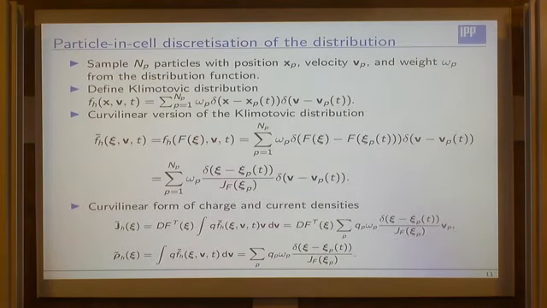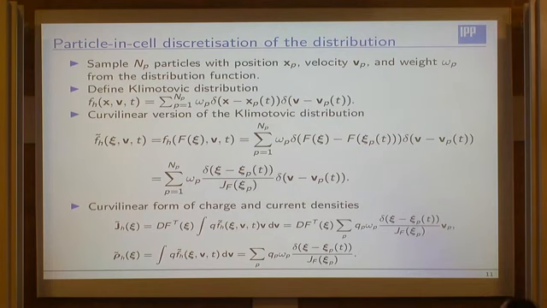Okay, based on this formulation in curvilinear coordinates, we do the spatial semi-discretization. So we use particle-in-cell. What we do is we write our distribution function as a sum over all particles. So we have a number of particles that we distribute.